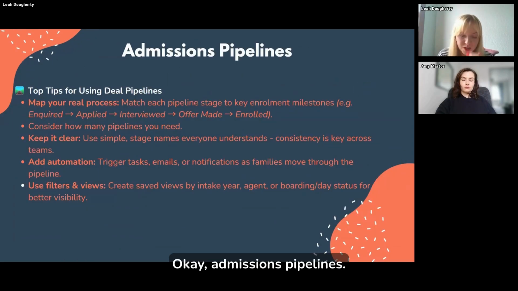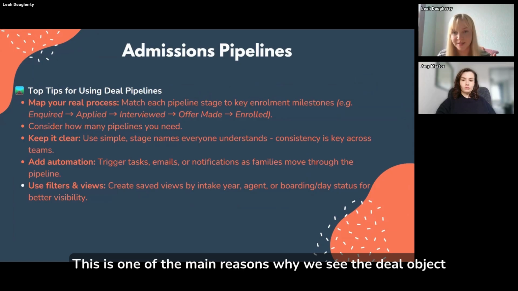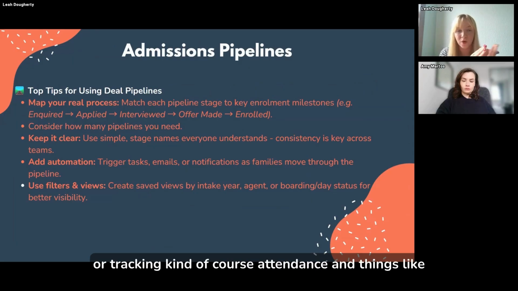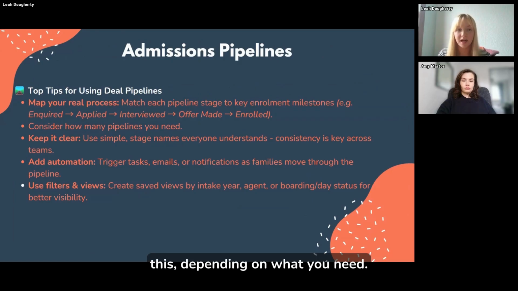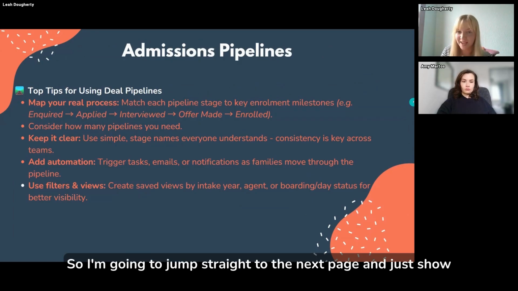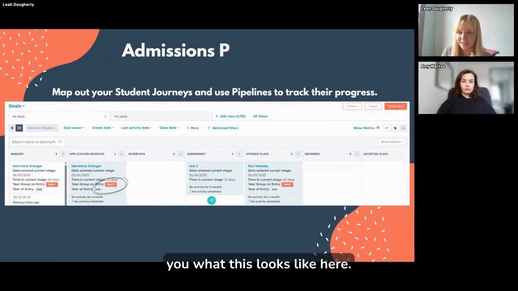Okay, admissions pipelines. So you can use pipelines. This is one of the main reasons why we see the deal object, the deal area of HubSpot, used specifically for students, or tracking course attendance and things like this, depending on what you need. We see that because you can use a pipeline. So I'm going to jump straight to the next page and just show you what this looks like here.